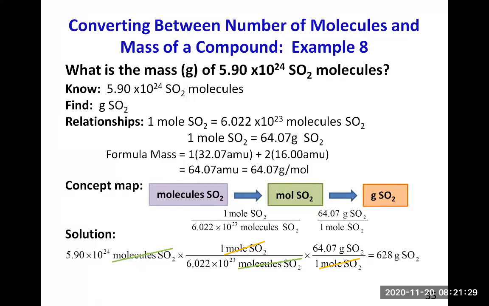And so the calculator answer is 627.720, etc. We need to keep 3 sig figs because the given amount has 3 sig figs. The molar mass has 4 sig figs. The Avogadro number has 4. So the limiting number of sig figs is 3. So we keep the 6, 2, 7. What comes after the 7 is another 7, so the 7 will be rounded to an 8. And that's why the final answer is 628 grams of SO2.